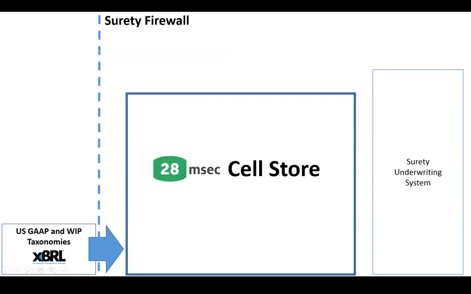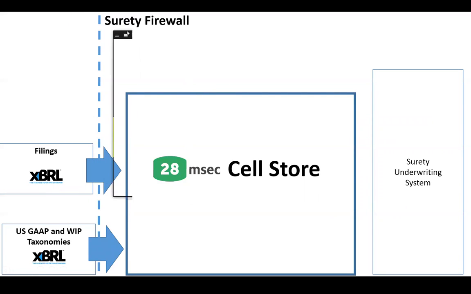So when I'm saying black box, we call our technology a cell store, and you are feeding it with the US GAAP and work in process taxonomy, and then you're just receiving filings from your clients. And then immediately after, you should be able to allow your surety underwriting system to call by name and retrieve the information for further processing. So it should be as simple as that.